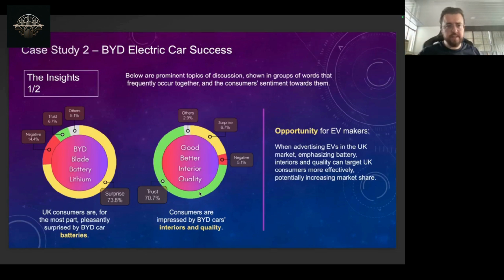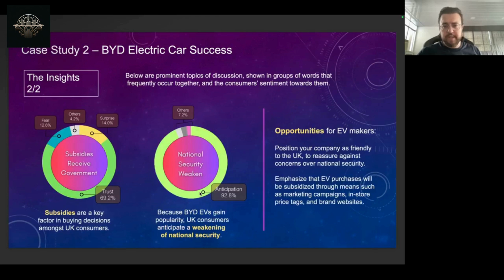Let's move on to the next slide. This is the next slide. These are two extra topics. Let's see what they say. The one on the left says subsidies, receive, government. And if you look at the sentiment, it's almost 70% trust.